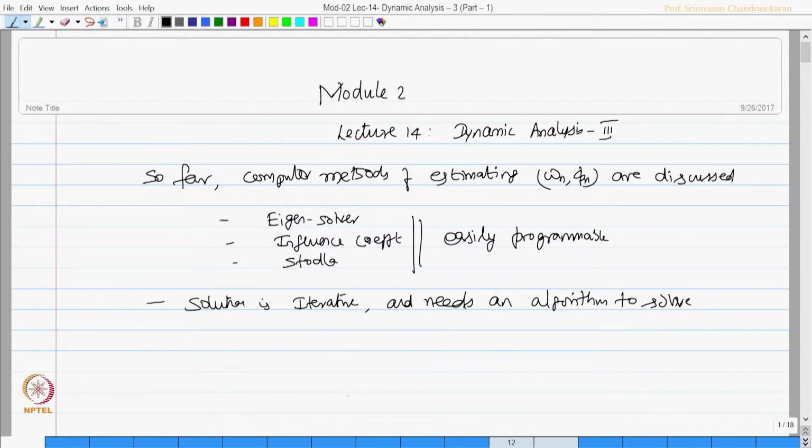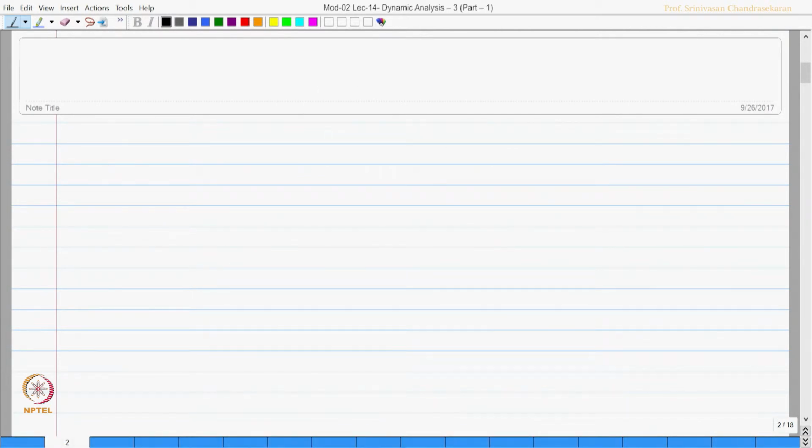Let us now discuss one more method, which is the fourth method, which is given by Rayleigh, which is again a numerical method which is easily programmable. Let us take an example to demonstrate this method. Let us take a problem which I am drawing here.